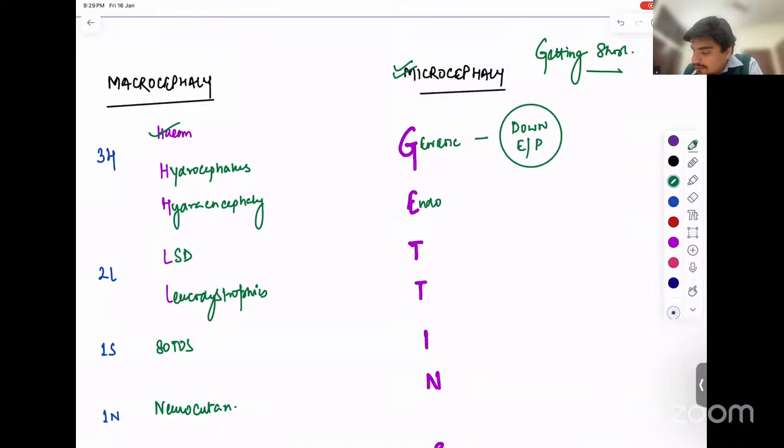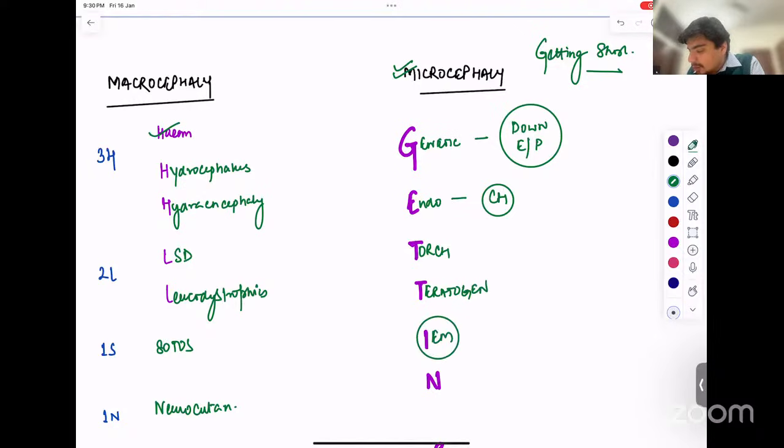Then endocrine, the one which you all know is congenital hypothyroidism. Then any TORCH group of infection, like Zika, Toxo, Rubella, all of them can cause microcephaly. CMV can cause microcephaly. Then teratogens. So we all know alcohol, fetal alcohol syndrome, fetal phenytoin syndrome, and I stands for inborn error of metabolism. So inborn errors of metabolism, like phenylketonuria, galactosemia, all of them can end up having microcephaly.